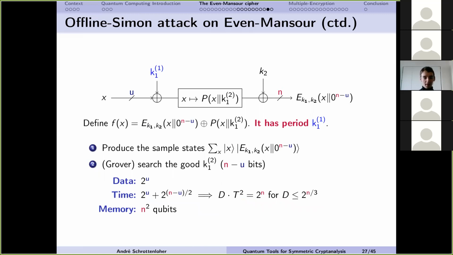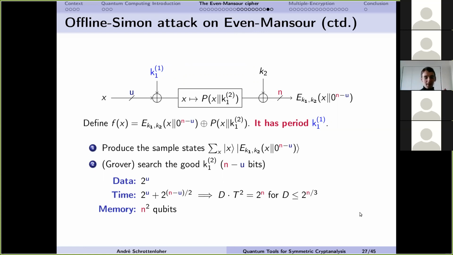And it looks like the attack on FX, because first we're going to produce the queries that contain the whole codebook, but the reduced codebook of this cipher. And next, we're going to search for the internal key K1. And while we're at it, we don't need to redo the queries. So we can afford to have this very costly step in which we simply query the whole reduced codebook and put it in quantum states. And so we get to a time data trade-off curve that is the same as before, data times t squared equals 2 to the n.